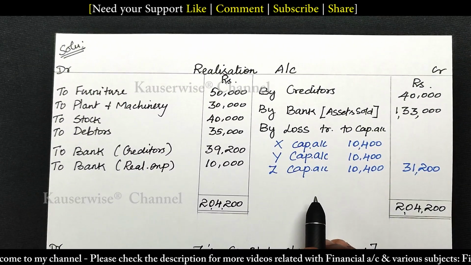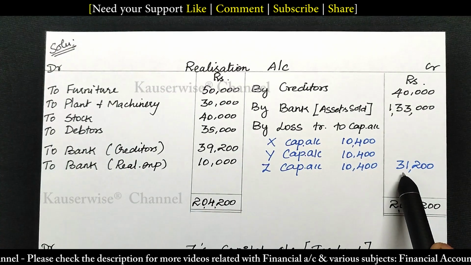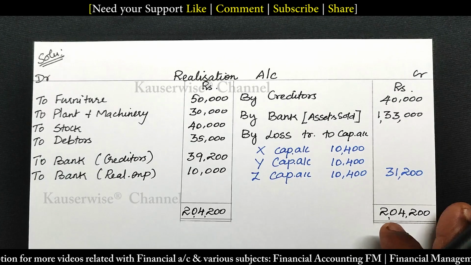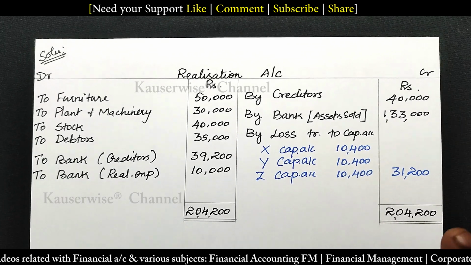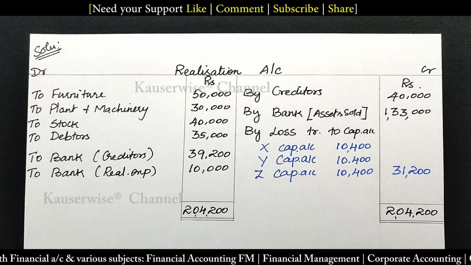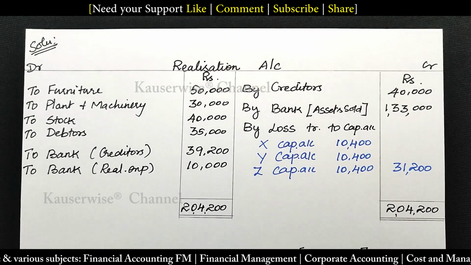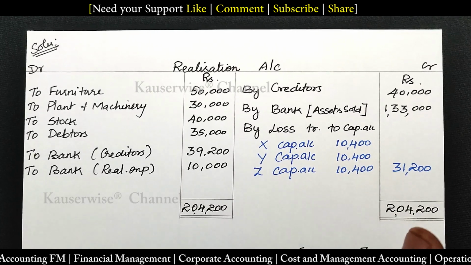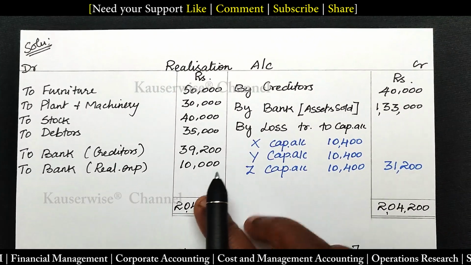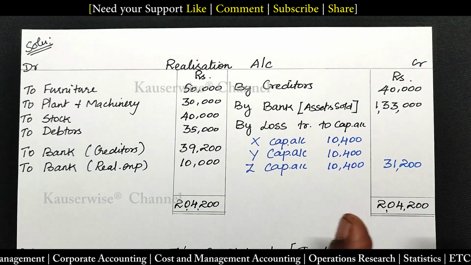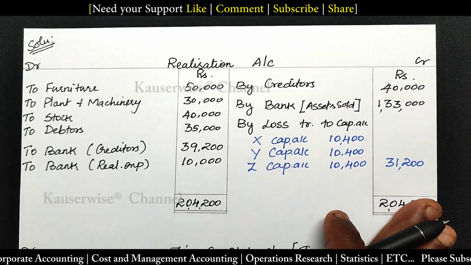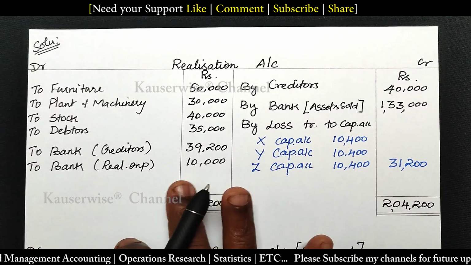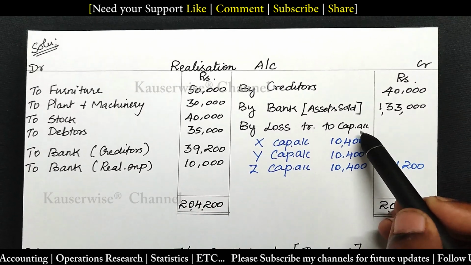See the realization account. Here we have got a loss of 31,200. Whatever may be the result, that will be transferred to all the partners' capital account. In the previous video, we transferred the loss to partners' current account. The reason is, if the partners maintain the fixed capital method, the loss or profit will be transferred to partners' current account. But according to this method, when the partners maintain the fluctuating capital method, the loss or profit will be transferred to partners' capital account.